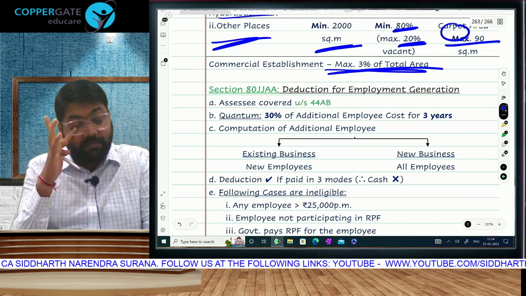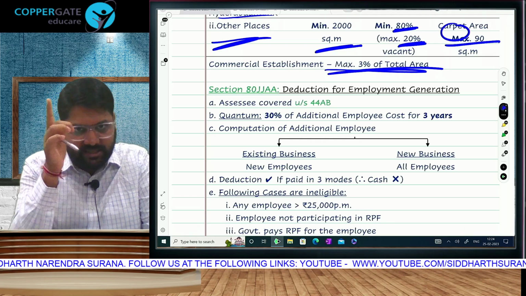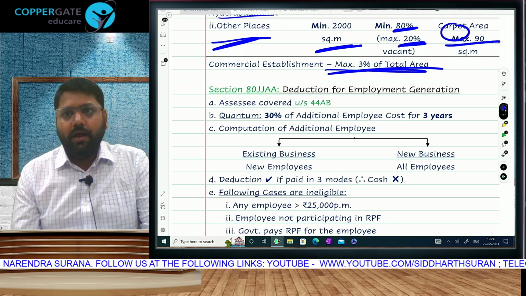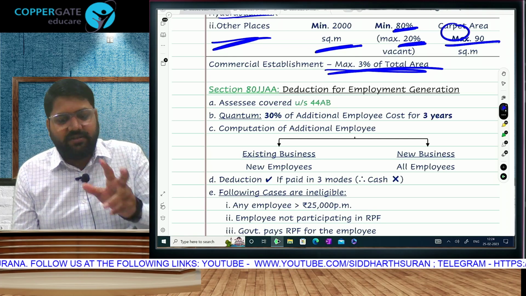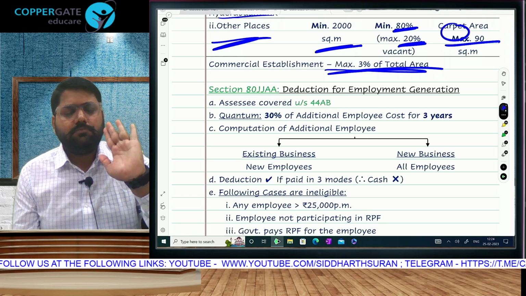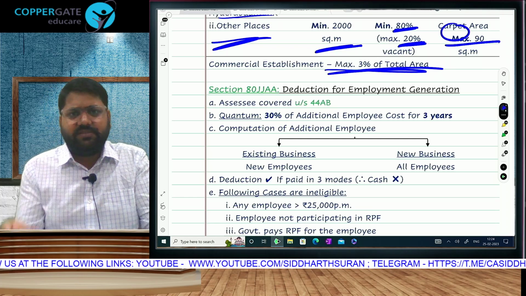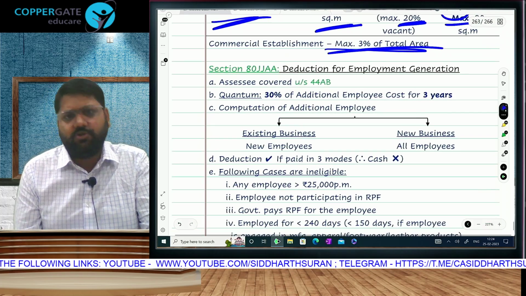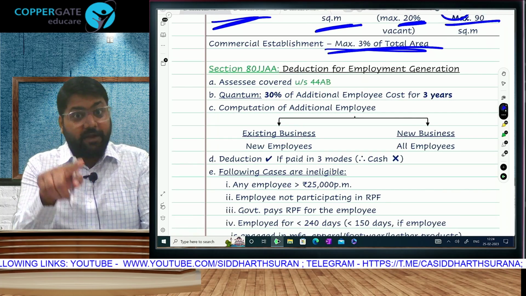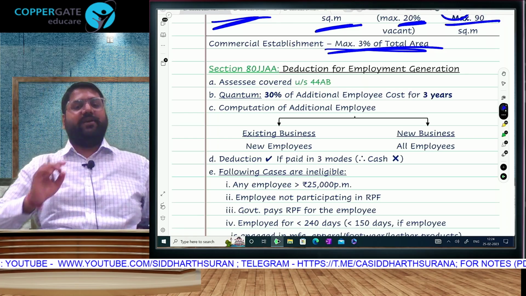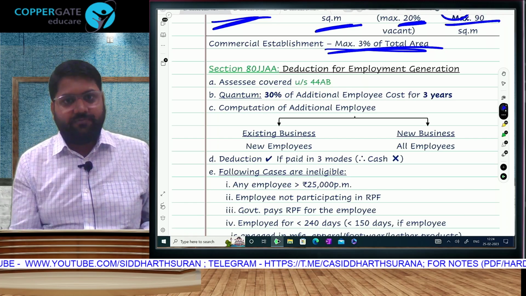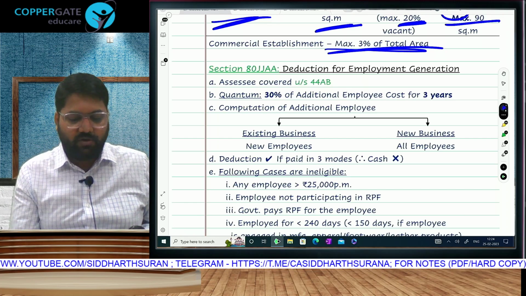Next, 80JJAA. One specialty: it is allowed in the new regime and tested in a huge number of MCQs. They give you income as per the new regime, and ask you to calculate tax as per old, and vice versa. This will be allowed in both. There will be no difference in income because of this. If this is allowed in old, it is also going to be allowed in new. But be careful which employees are eligible and not eligible, because if you don't count that quantum correctly, you will definitely go wrong. So be very careful in identifying what is allowed and what is not allowed.